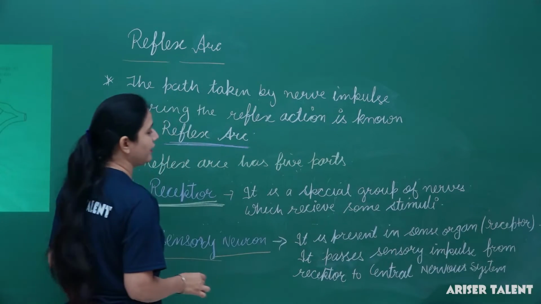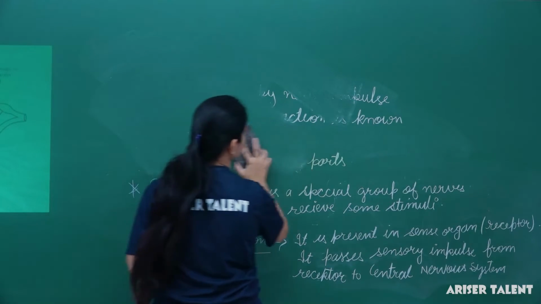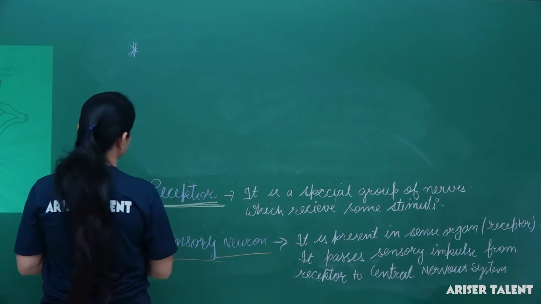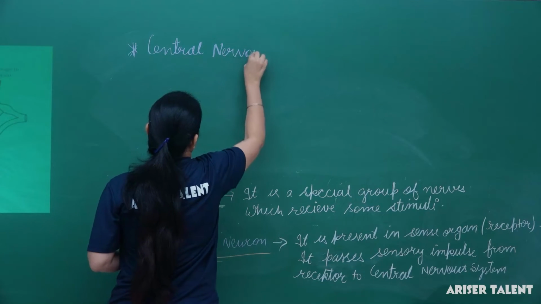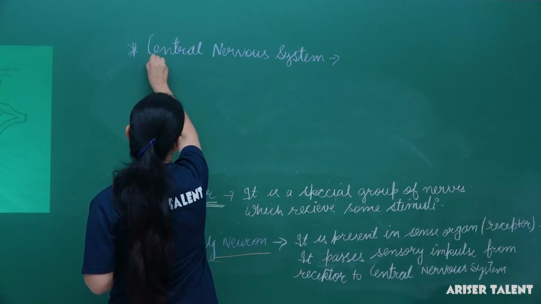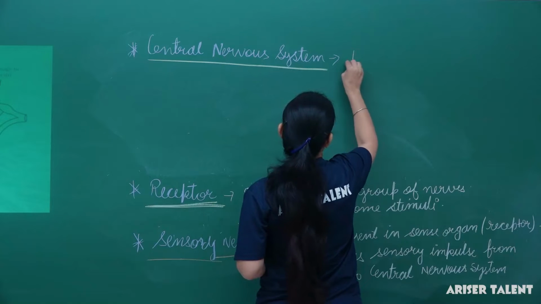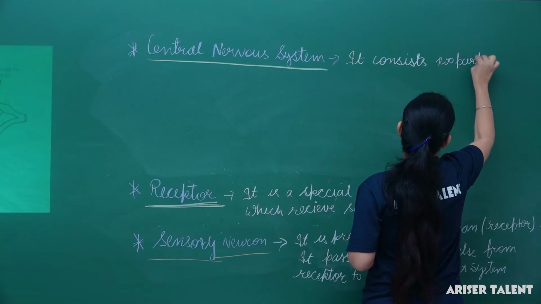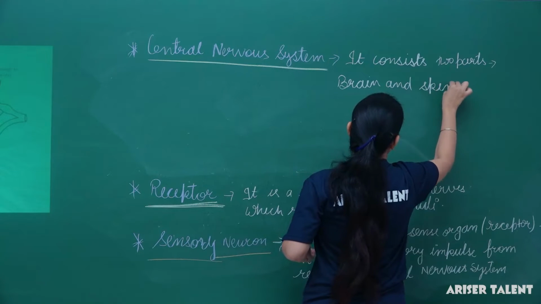Okay. Now the third part is the central nervous system. Central nervous system generally has two parts. It consists of two parts: brain and spinal cord.